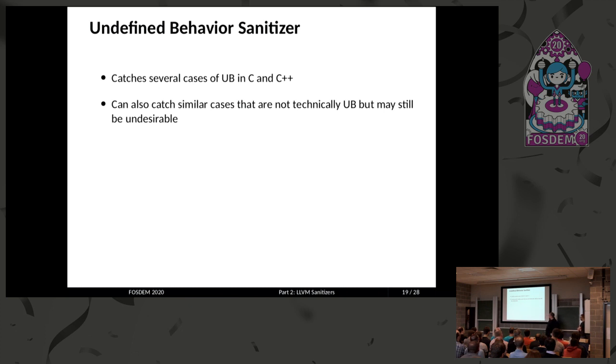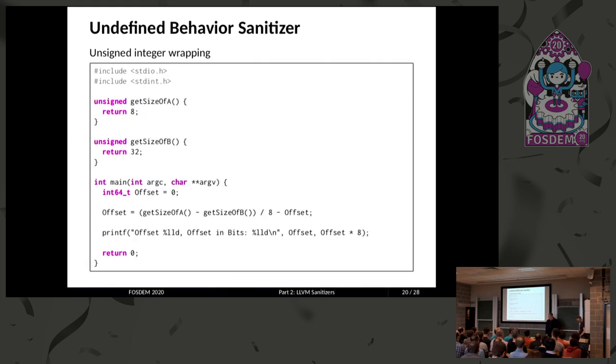It can also catch very similar cases that are not technically undefined behavior, like unsigned integer overflow, but are nevertheless useful to catch because you generally don't expect a very large number to wrap to a very, very small number, or the opposite.